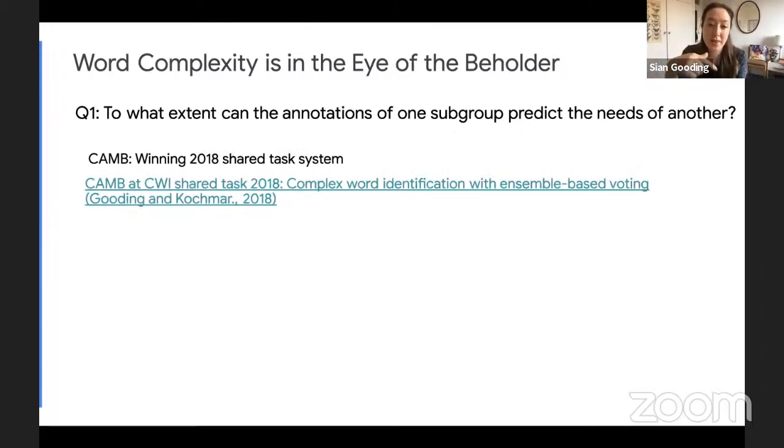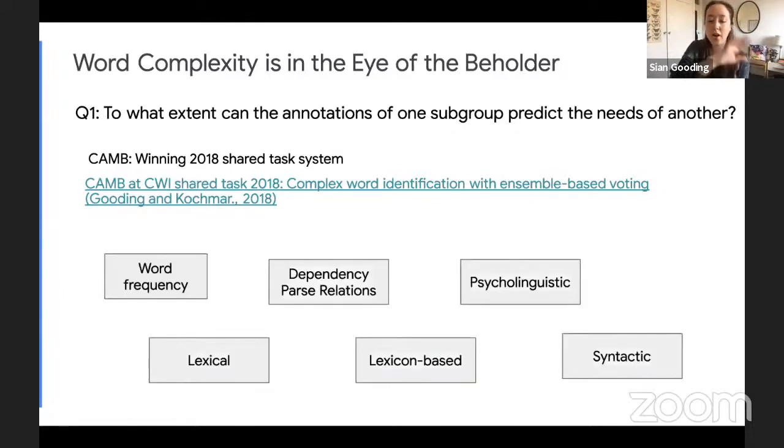So our system actually won that shared task. This was how I ended up getting into the whole space, actually, because I did this for my MPhil. So we had this winning shared task system. It performed really, really well on this data, and it was not a neural model.